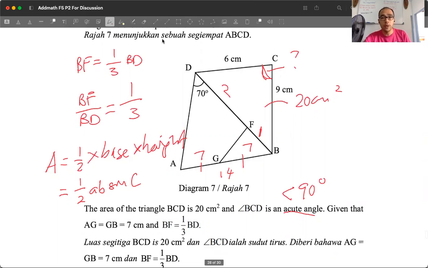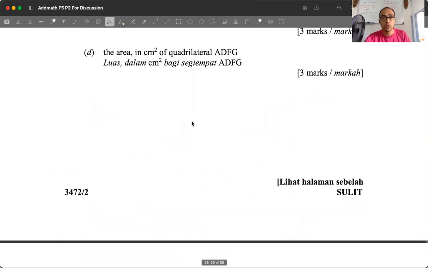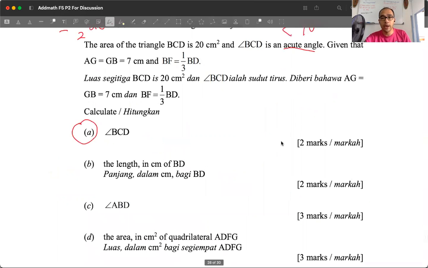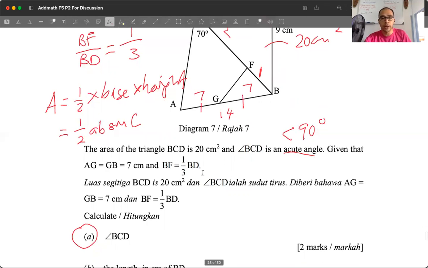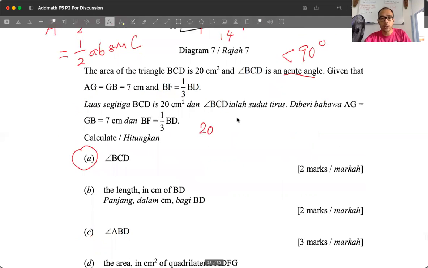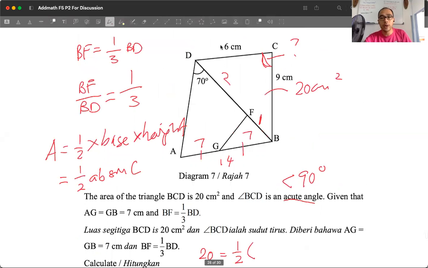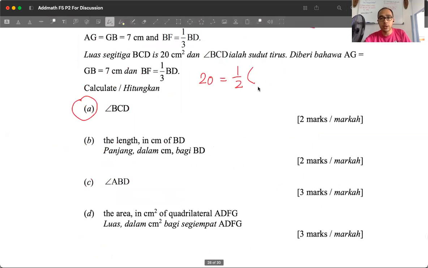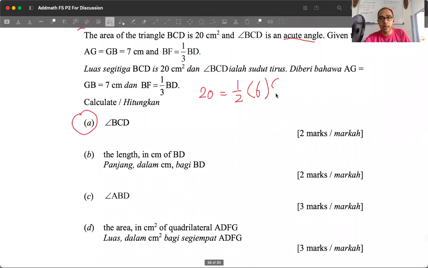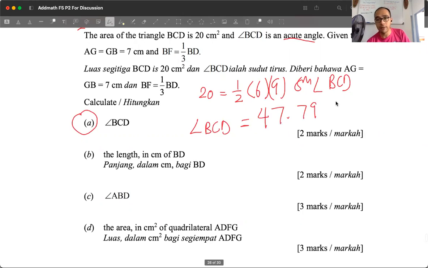Alright, so if you're going to use this and we're going to use 20, let me write here. So 20 equals half, then you have 6 and 9, okay, and then sine angle of BCD. Okay, so this is 1 mark. Then the second mark is after you calculate everything, you get the angle of BCD is 47.795 degrees. Okay, so this is 1 mark.